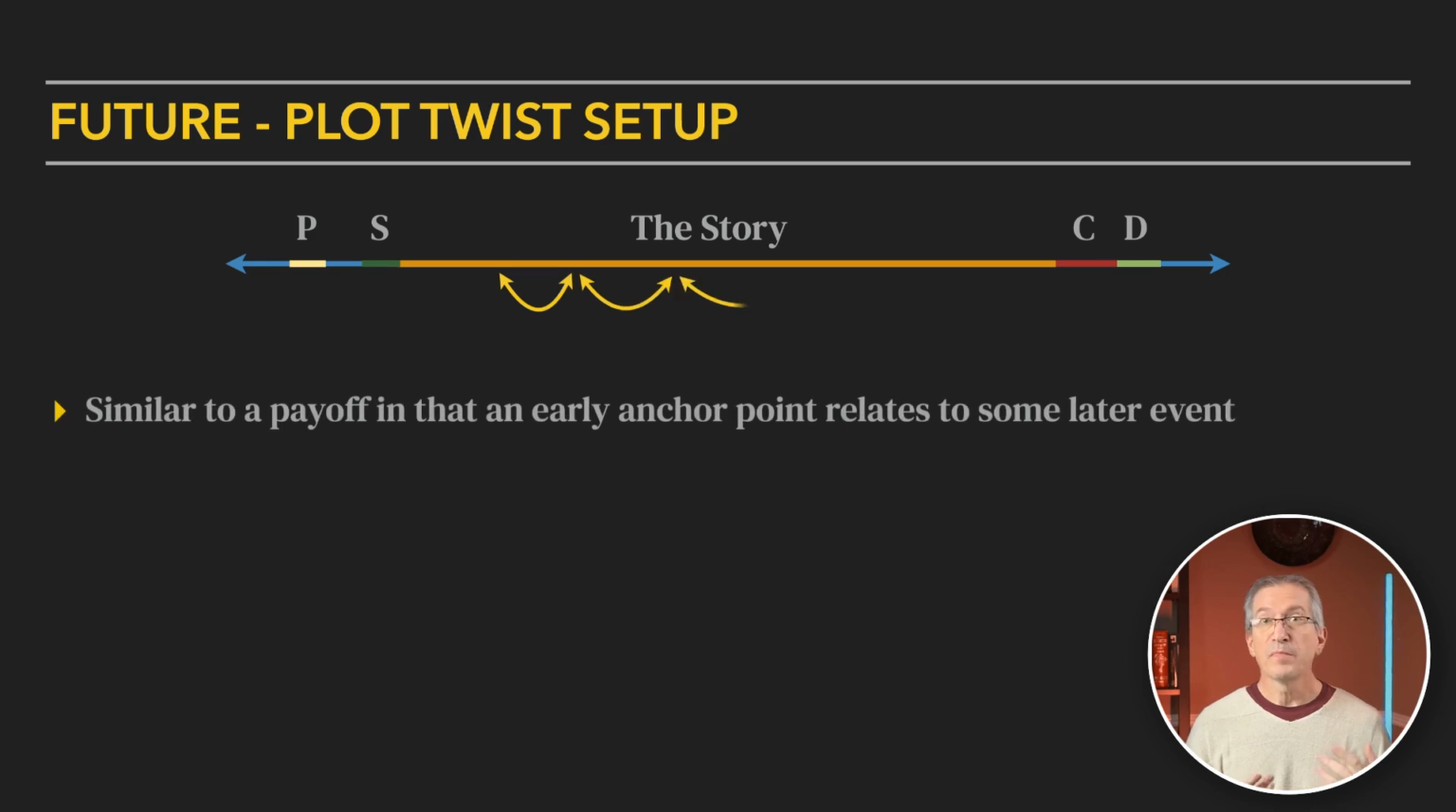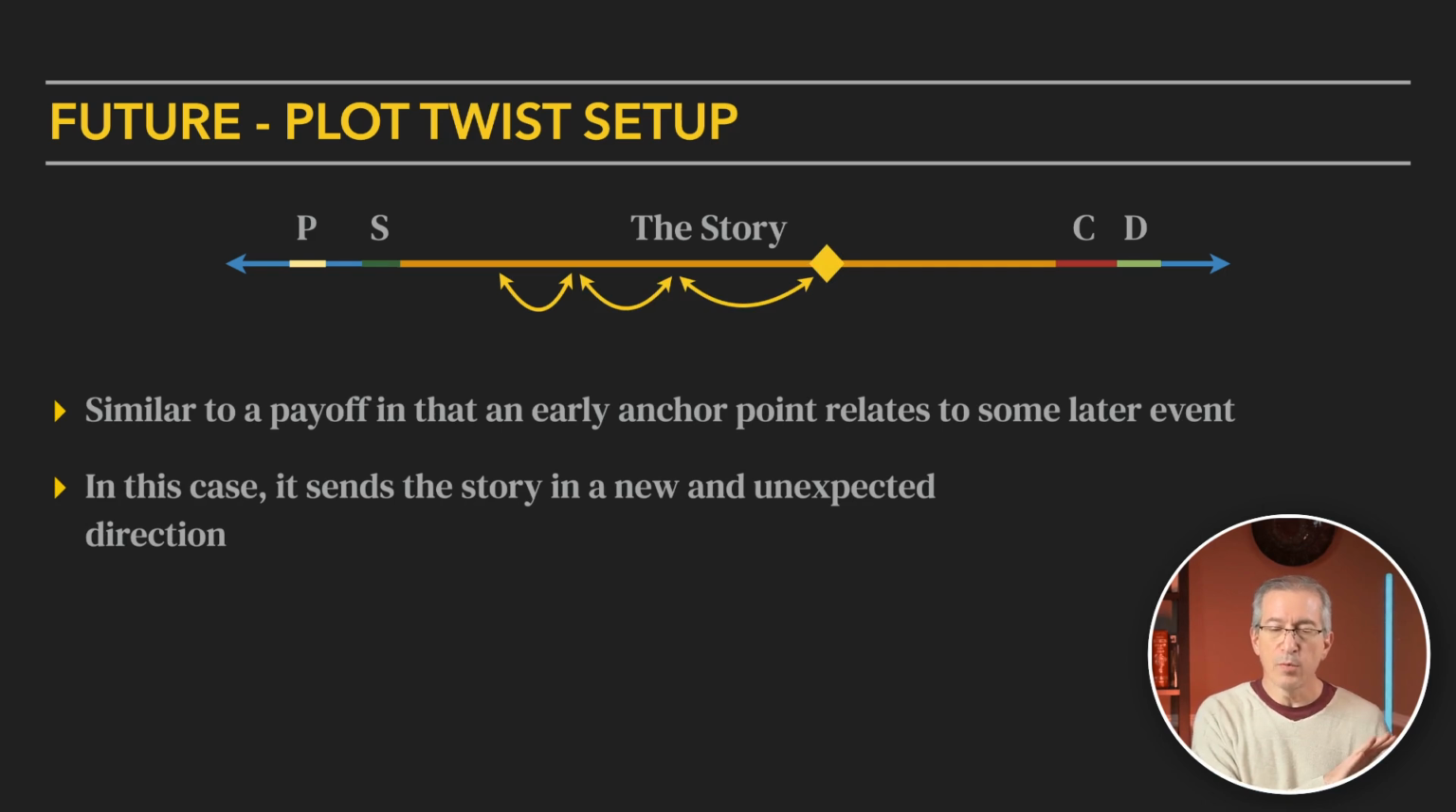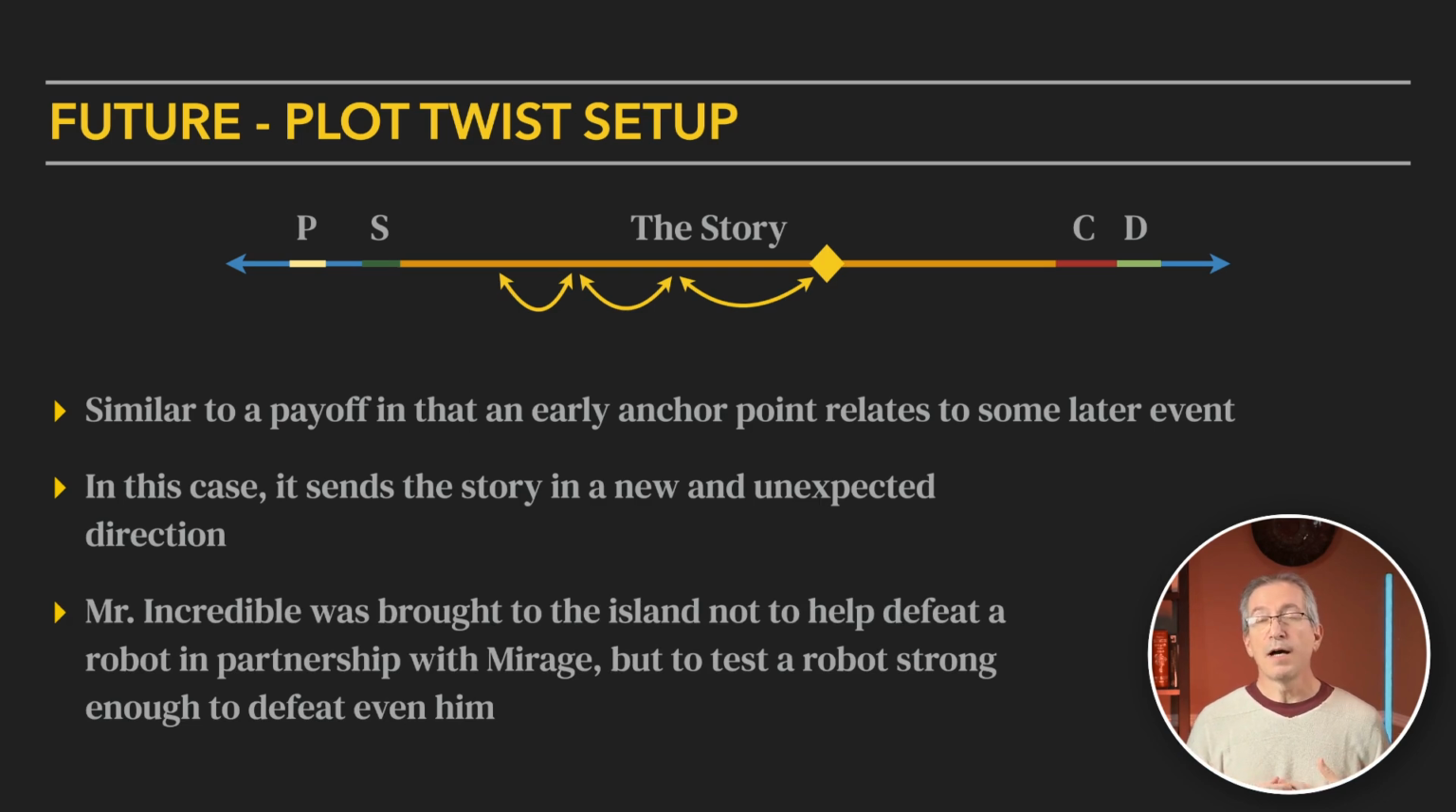And then there are setups for plot twists. This is similar to payoffs in that some early anchor point or multiple anchor points relate to some later event. In this case, it sends the story in some new and unexpected direction. Mr. Incredible was brought to the island, for example, not to help defeat a robot in partnership with Mirage and her fictitious company, but to test a robot strong enough to defeat even him. So that was the point at which the story really changed, and our understanding of what's really going on changed as well. Bob didn't actually know at that point, but we the viewer do.